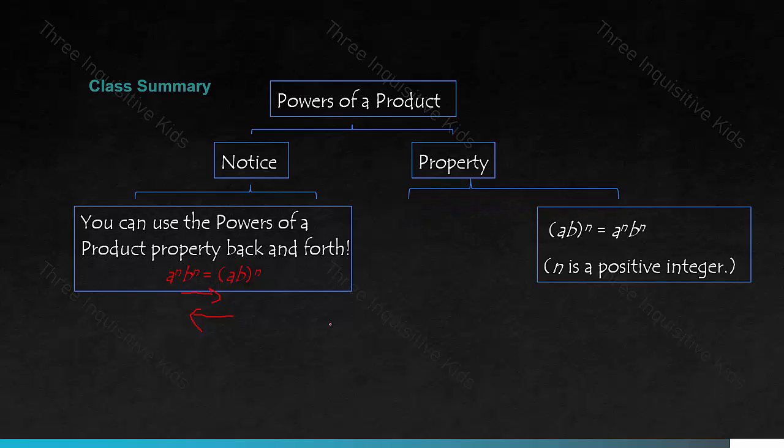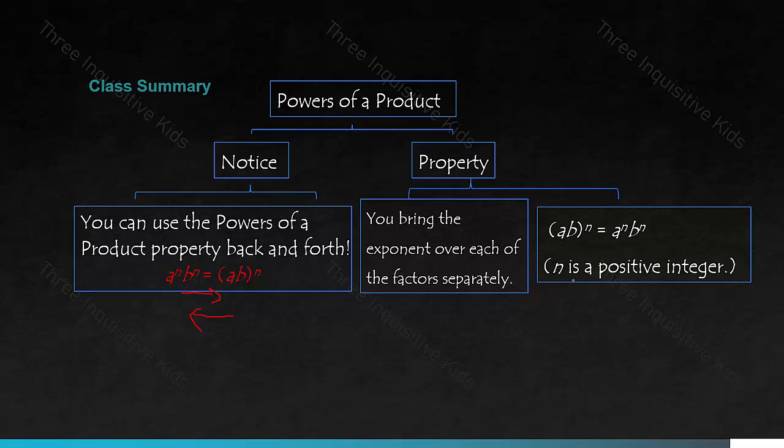This is the powers of a product property, and n is a positive integer. ab to the nth power equals a to the nth power times b to the nth power. You just bring the exponent on top of each of the factors separately. And remember, it's the same thing if we squeezed a c in here. It's the same thing with 4 factors, 5 factors. The property is still the same.